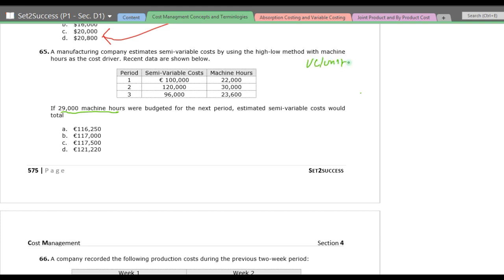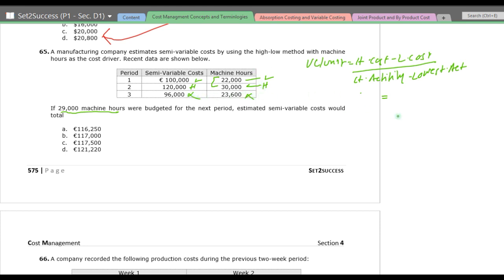unit. So variable cost per unit is highest cost minus lowest cost divided by highest activity minus lowest activity. So highest cost, first we'll go with the activity. See, highest activity is 30,000 and the lowest activity is 22,000. So we will take this as the highest, this as the lowest cost, because we'll go as per activity, not this one, not as per cost.